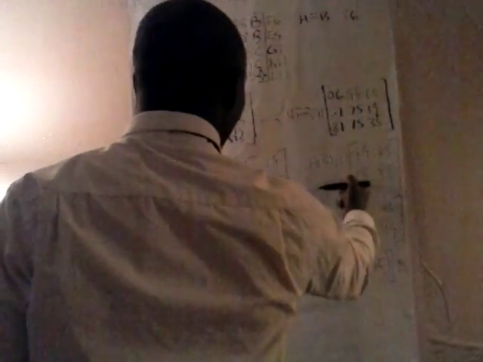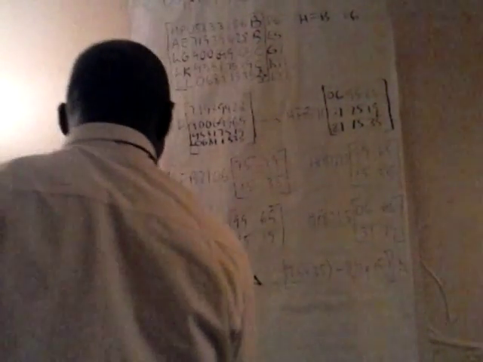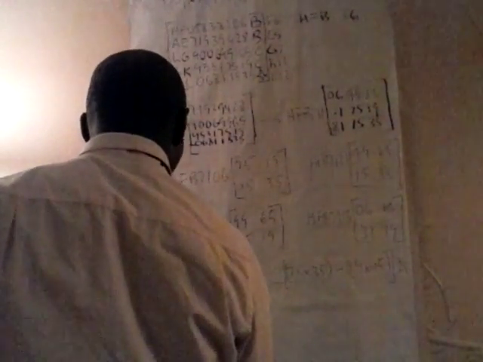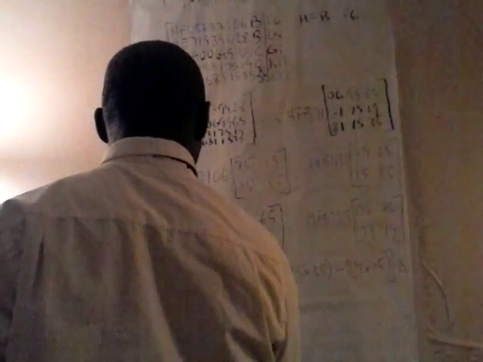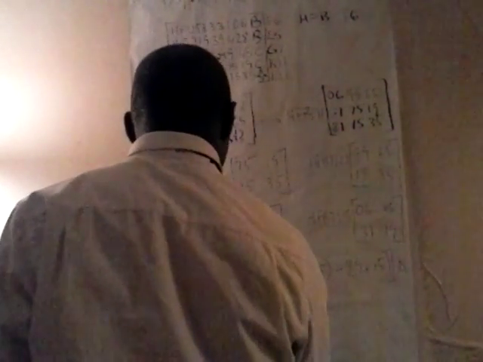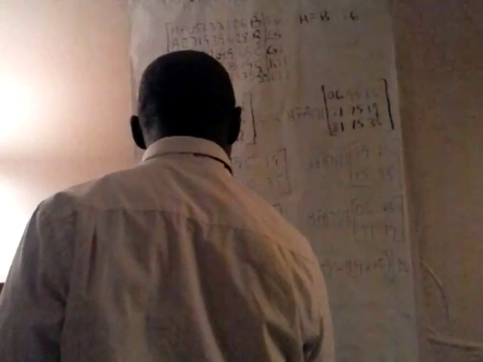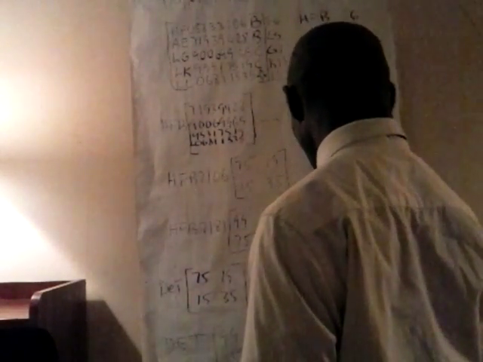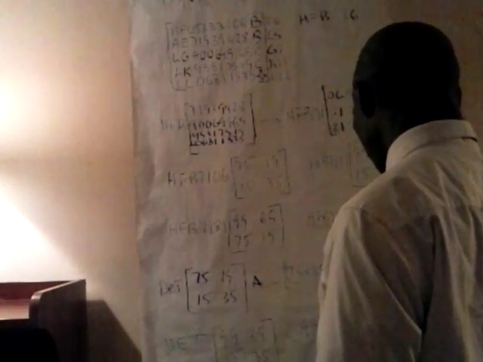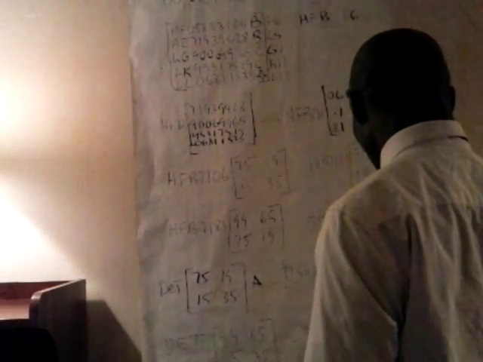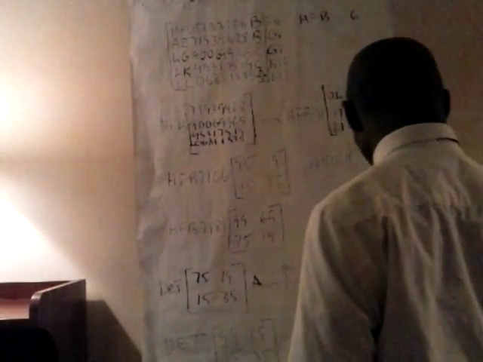So let's take now the determinant of this one with the HFB 7131 operator. So we have now the determinant of 99, 65, and 15, 35. And this will give now 99 multiplied by 35 minus 15 multiplied by 65.